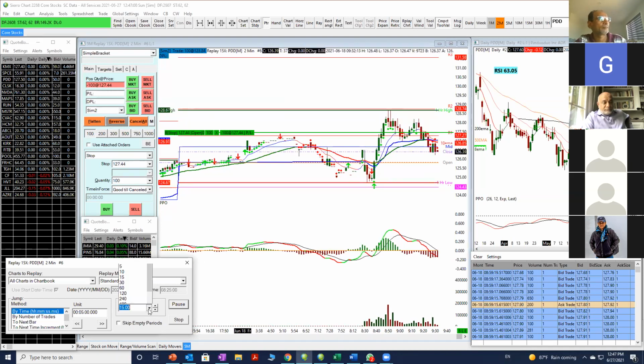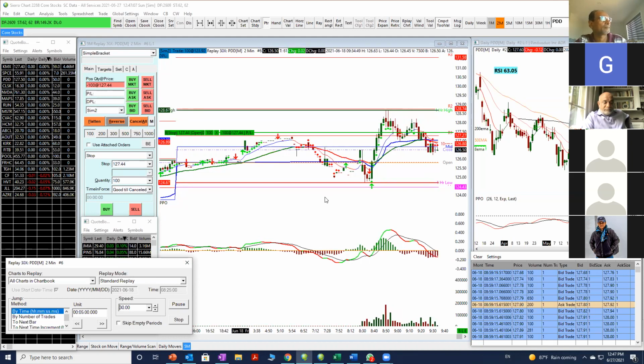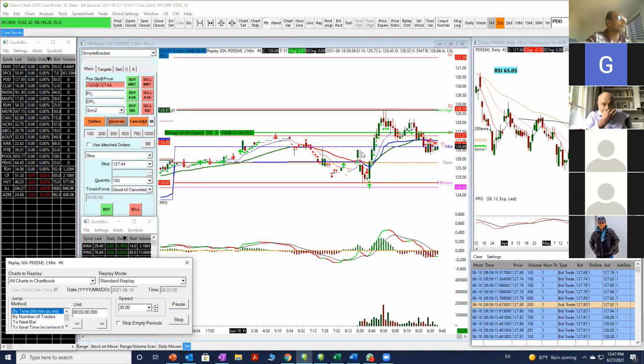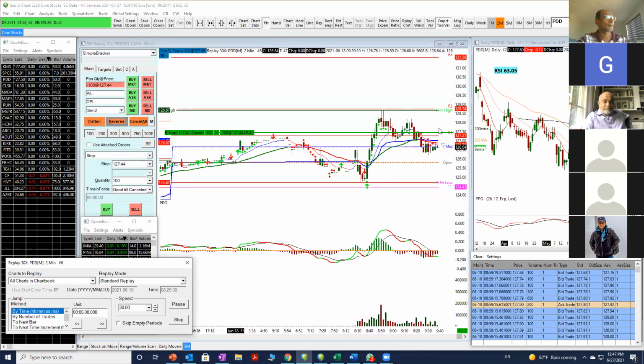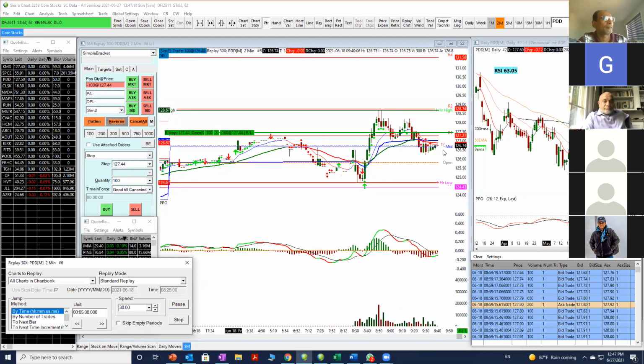Let us speed up if you want to save some time. Double the speed, 30 times. You see, it's getting support here, which is the previous high, the pre-market high at this level. Exactly, it's getting support here, but it now has a lot of resistance here. The market is not supporting it. Remember, we are also monitoring the market. So this is basically a risky trade.